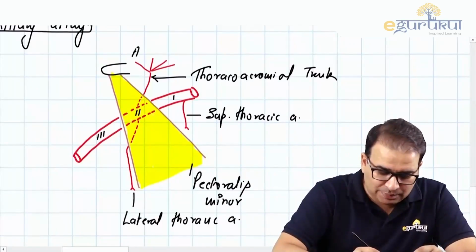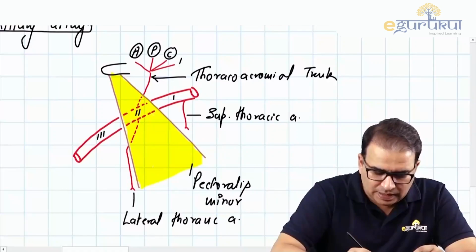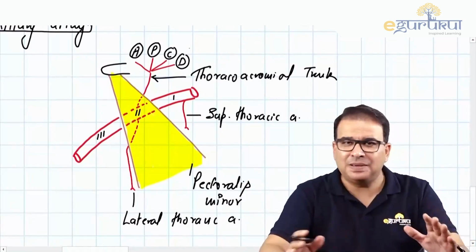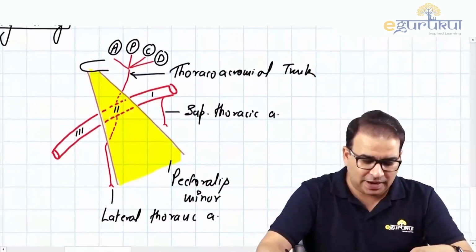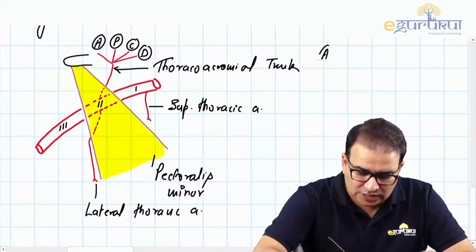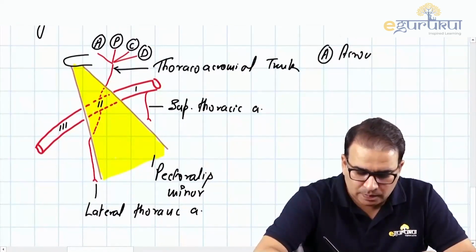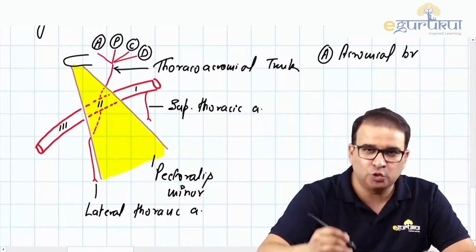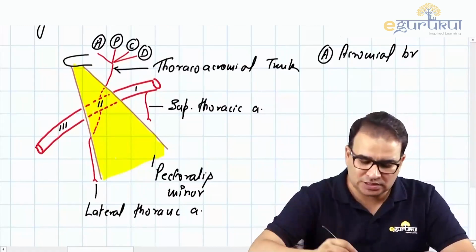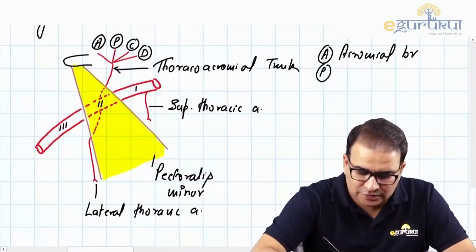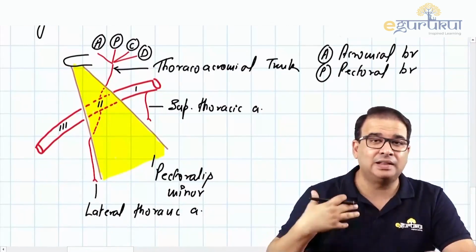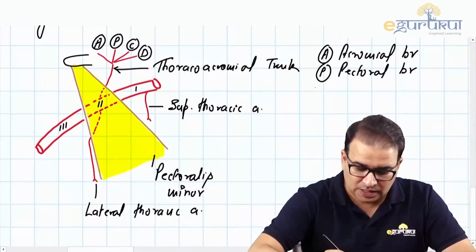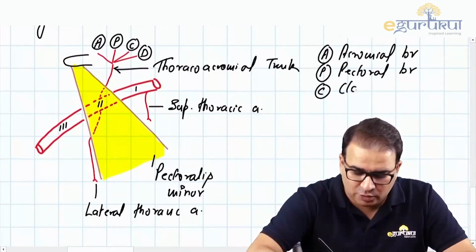And those 4 branches can be remembered as A, P, C and D. Not A, B, C, D. A, P, C, D is the right way to remember it. So 4 branches of thoracoacromial trunk. Let me write it for you. A stands for the acromial branch. A is for the acromial branch. So you will see a branch of this artery going toward the acromial process. P stands for the pectoral branch. Pectoral branch also supplies the mammary gland and the pectoral muscle, that is pectoral branch. C is for the clavicular branch.